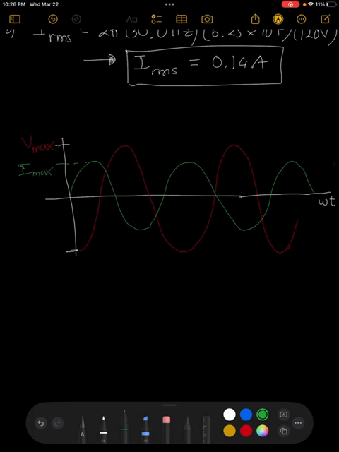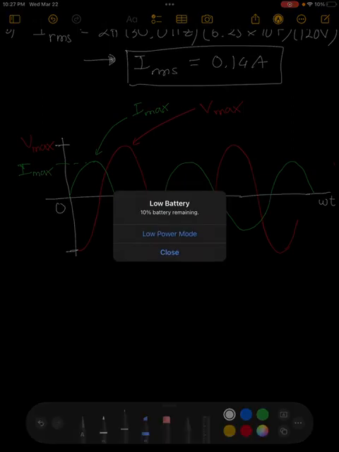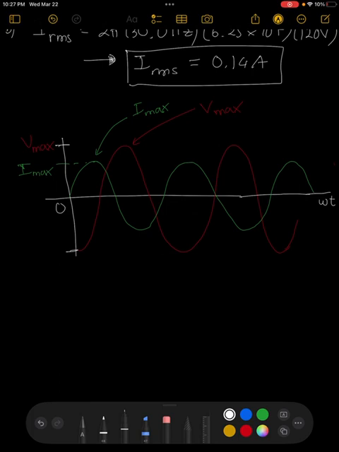So every peak right here, this is maximum current, right? Imax. And here is Vmax. Here's our origin, and my drawing is not very accurate, but this is pi over 2. This is pi.